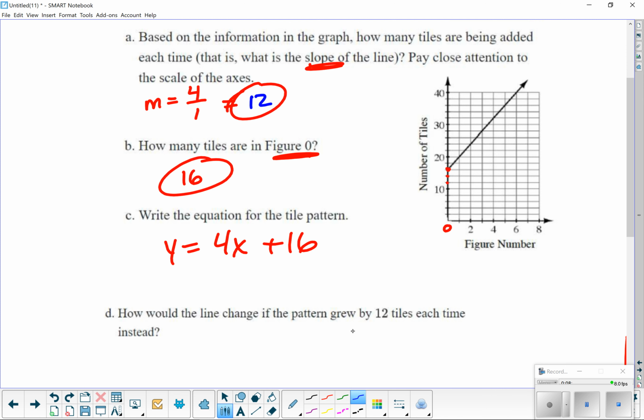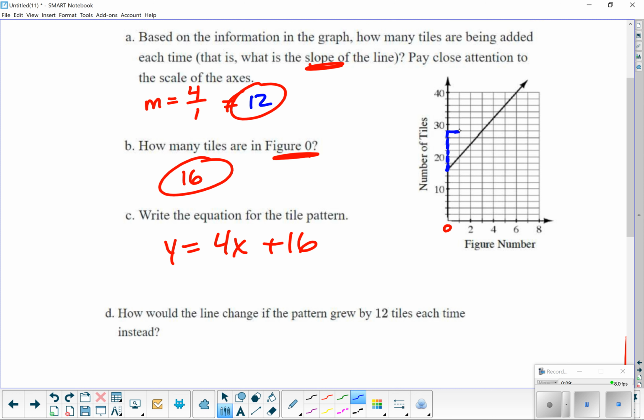Okay, so the pattern grew by 12. Right? How will the line change? Well, instead of up 4, instead of the delta y equals 4, the delta y is going to equal 12, which means that we're going to be going up 12. In this case, remember, every block going up counts as 2, so we're going to have to go up 2, 4, 6, 8, 10, 12, which means we're going to have to go up 6 blocks. Right? And then over 1.